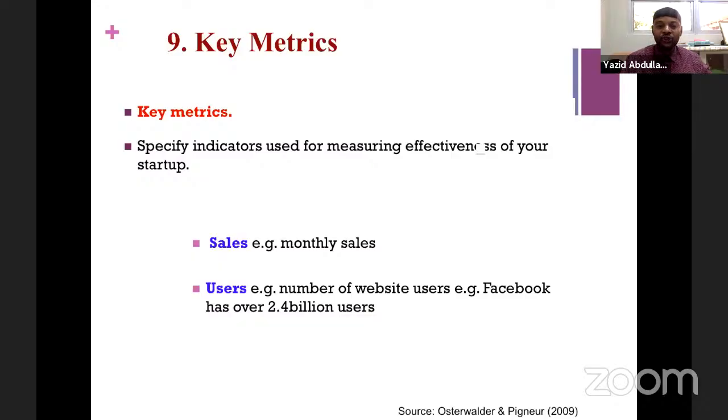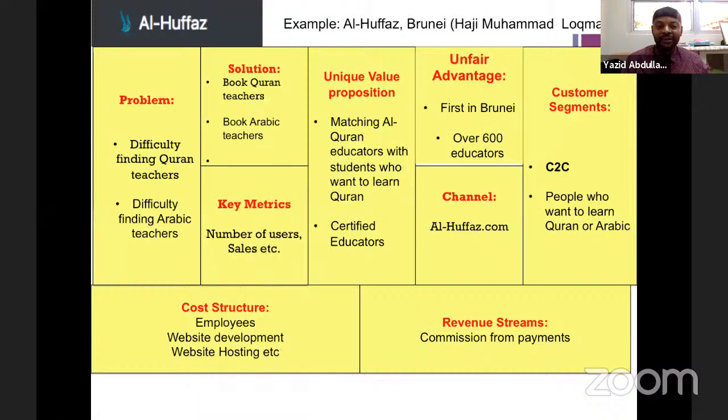Okay, so based on the little we have mentioned, a company like Al-Hufaz might be interested in number of users, and the number of users they might be interested in how many educators have we signed up, how many Quran educators have we signed up, how many Arabic educators have we signed up, and then how many customers have registered with us. All those are number of users. And how much sales are we making monthly? How much profit do we have? All those could be part of their key metrics.